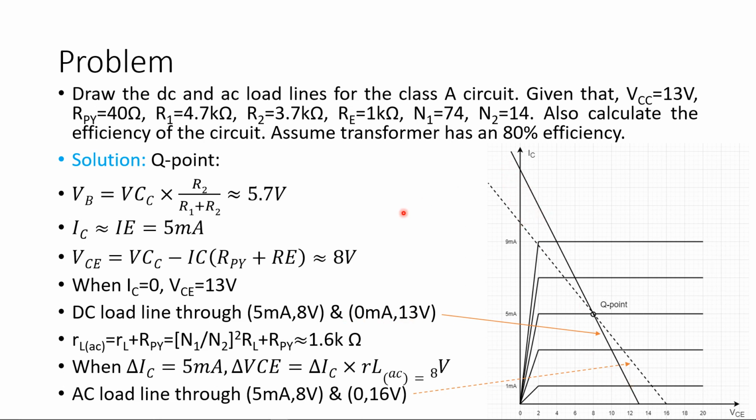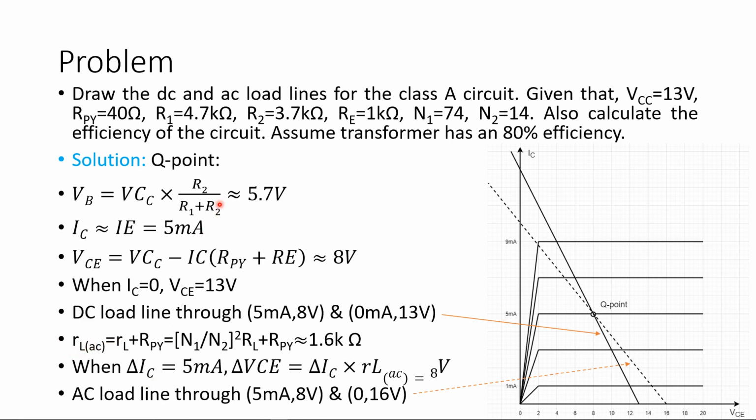Now in order to find the AC load line, you need to calculate another point, that is the AC point. Okay, so how can we do that? By using the AC resistance, right? Here we have used the DC resistance. Now we will be using the AC resistance. So we need to calculate the AC resistance.